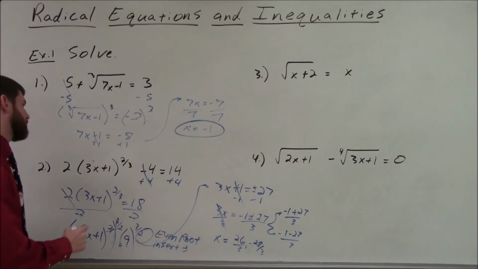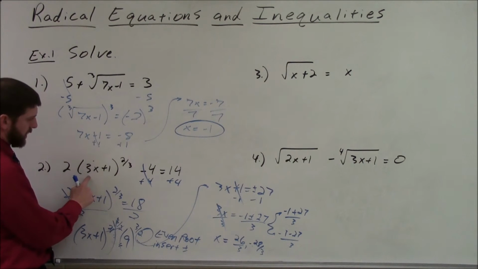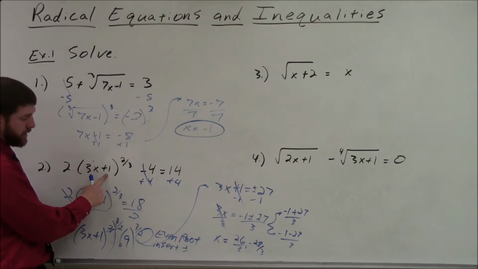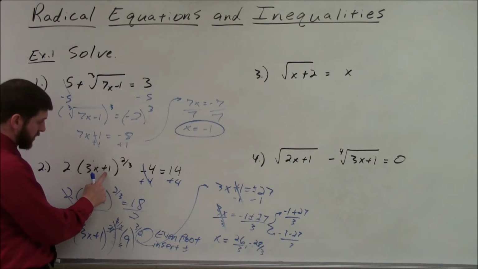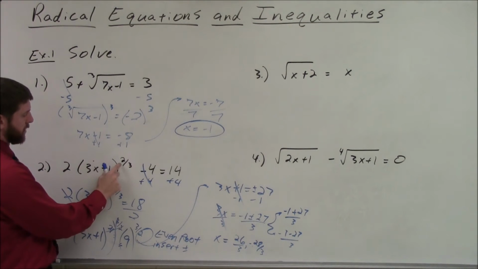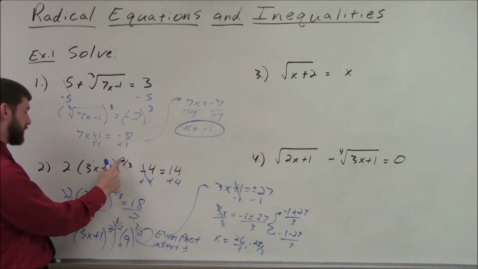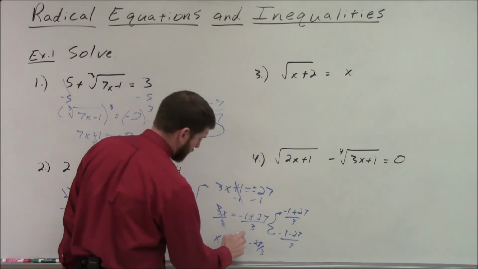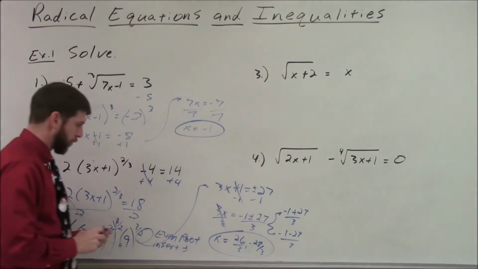Negative 28/3. Let's see that one. Negative 28/3 times 3 is negative 28. Plus 1 is negative 27. Cube root of negative 27 is negative 3. Square that gives us positive 9. 9 times 2 is 18. Minus 4 is 14. So both of these solutions work out.